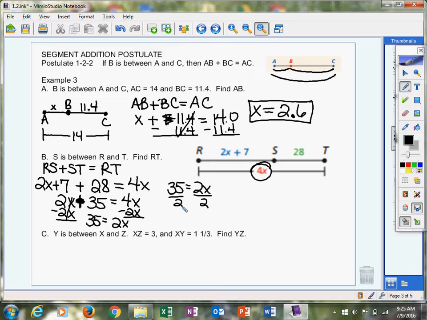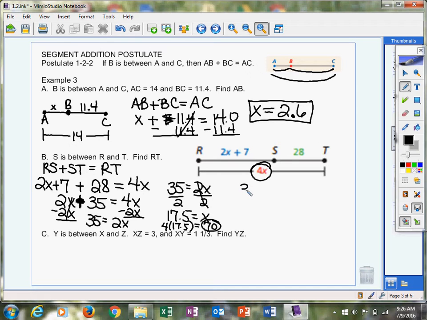So let's say you're like, okay, I want to find what x is. Okay, well, x is 17.5. But they want RT. RT is not x. RT is 4 times x. So you would have to do 4 times 17.5, and that would net you 70. So RT would be 70.